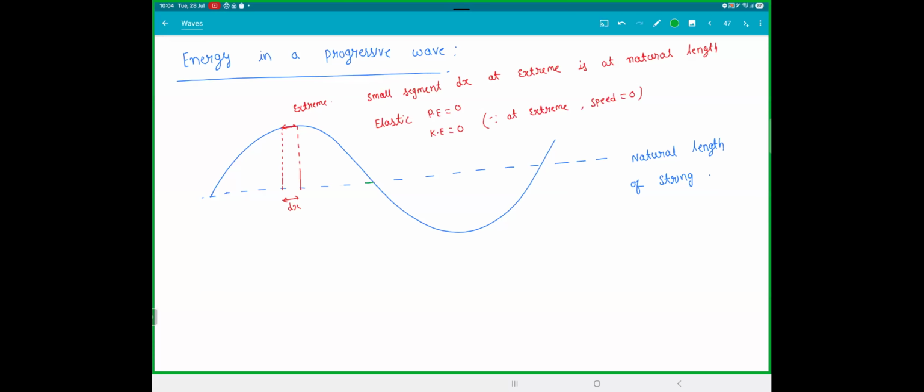Similarly, if you take a segment at the mean position, so this segment here, you can clearly see it got stretched a lot. So here, the elastic potential energy is maximum. At a mean position, speed is maximum, so kinetic energy is also maximum. So the segment at mean position, the elongation and speed both are maximum.